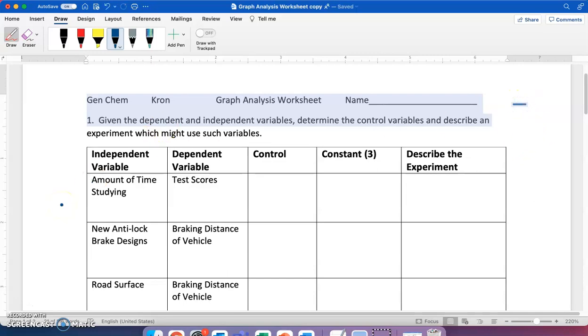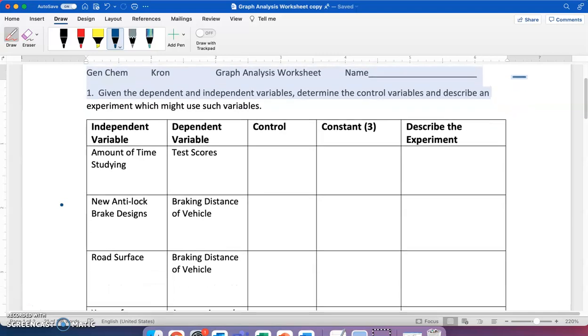So what we're going to do is we're going to answer or fill in this table here. So you should have seen the video on independent versus dependent variables, scientific method, or you should have been in class and got that information. So if you haven't gotten that information, go there, then come back.